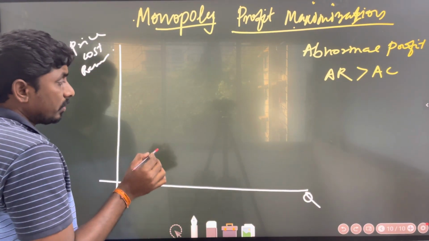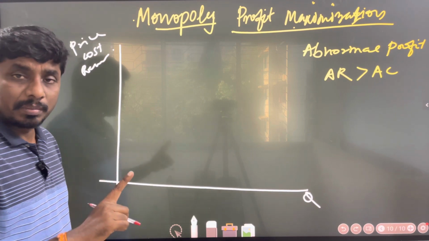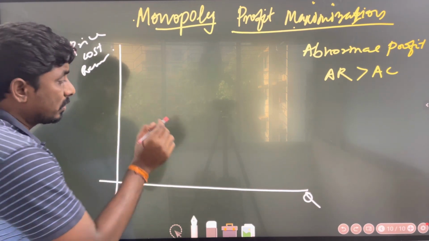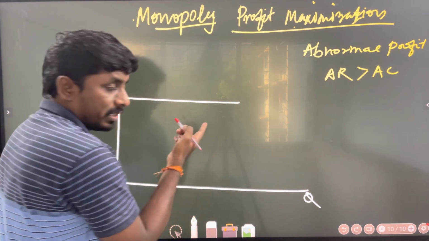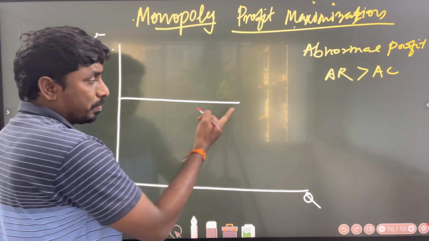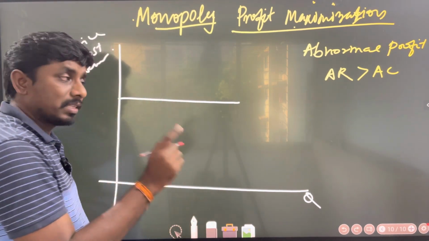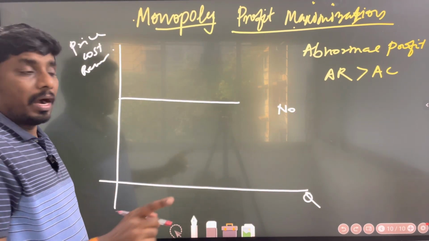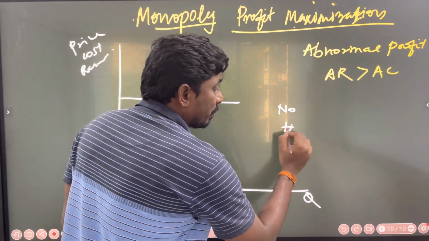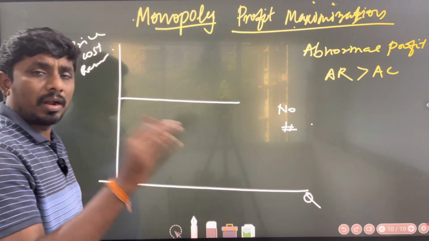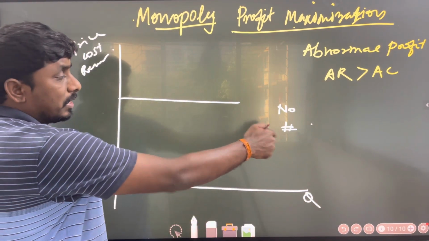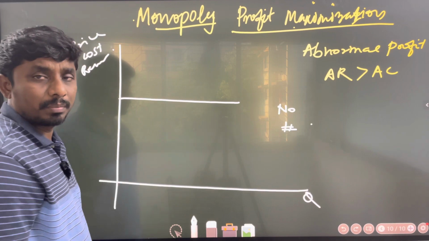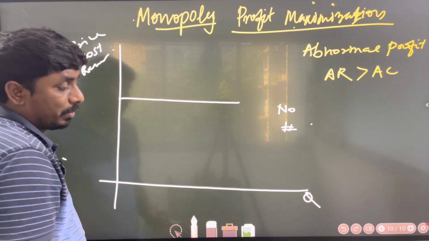Remember, in perfect competition the demand curve was like this: a horizontal demand curve. The reason is a perfectly elastic demand curve, because there is no market power and there is an n number of substitutes. There are a lot of close substitutes. So that is the reason the demand curve is like a perfectly elastic demand curve.